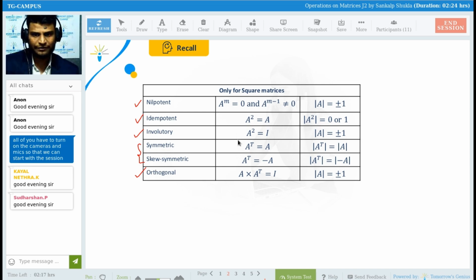So what is important here? You can keep this as a quick note. Like, what is the condition for that?